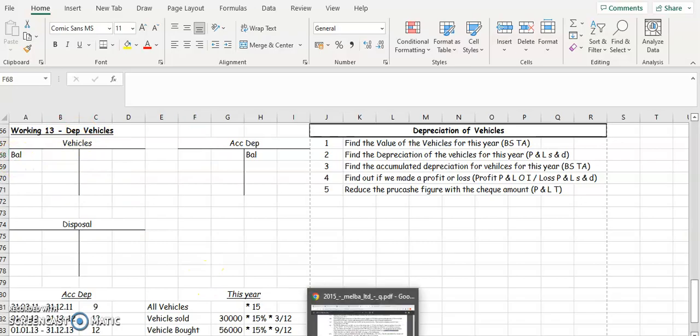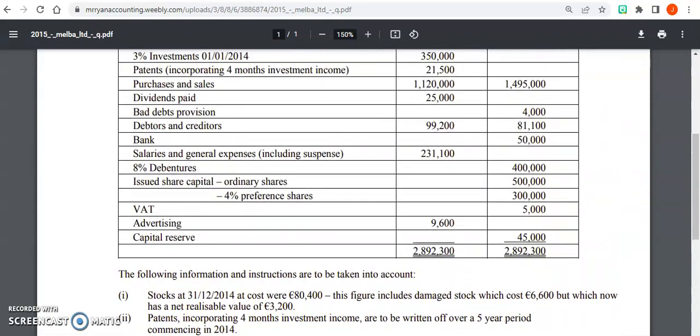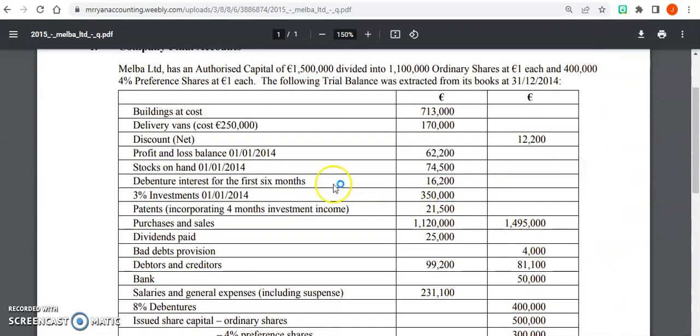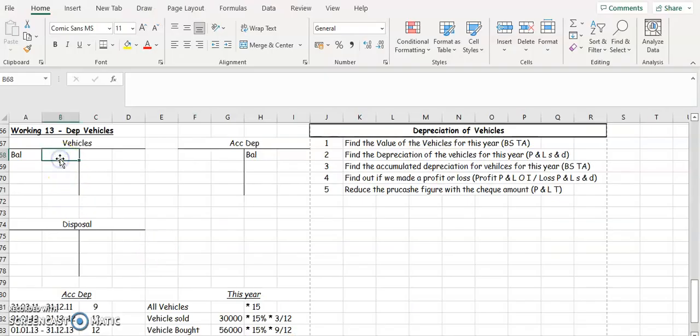So the first thing we need to do is find out the vehicles, how much the balance was. So we're going to go back to our question. We're going to go to our vehicles, our vans. So delivery vans cost us 250,000. So that's our opening balance. So 250,000 on the debit side.